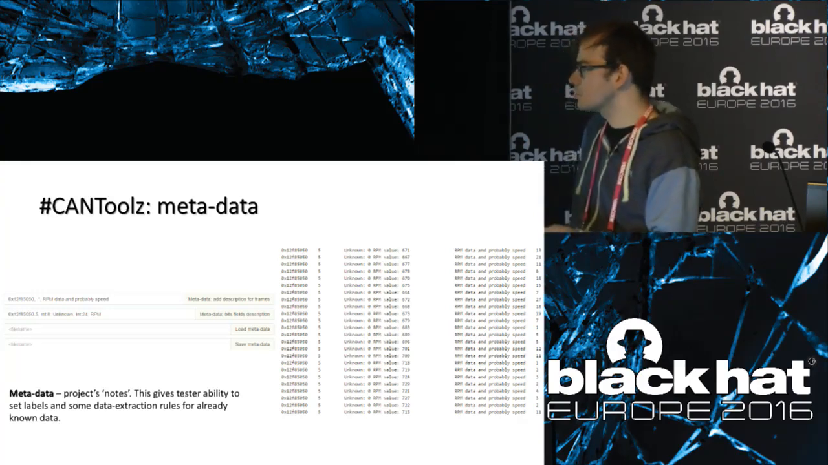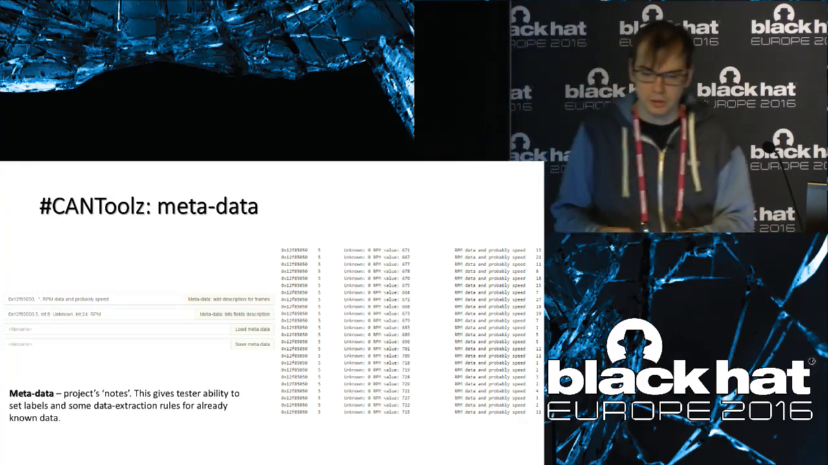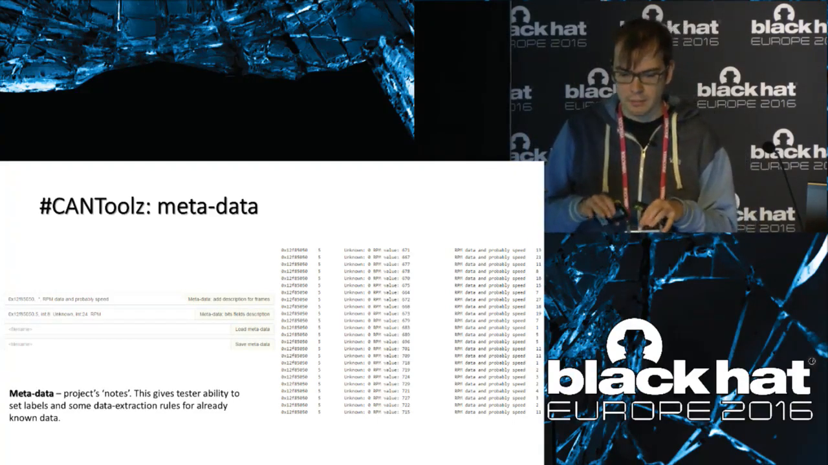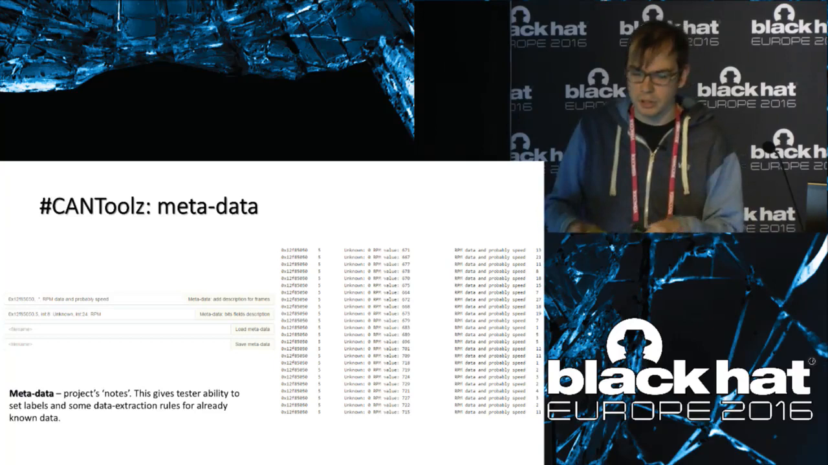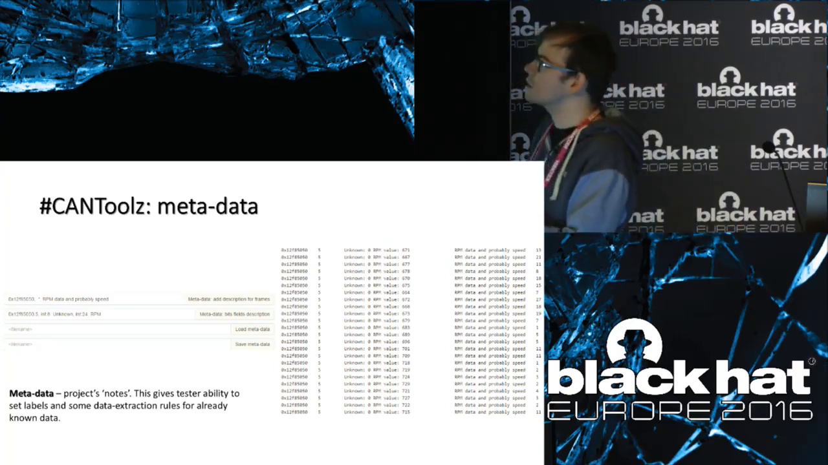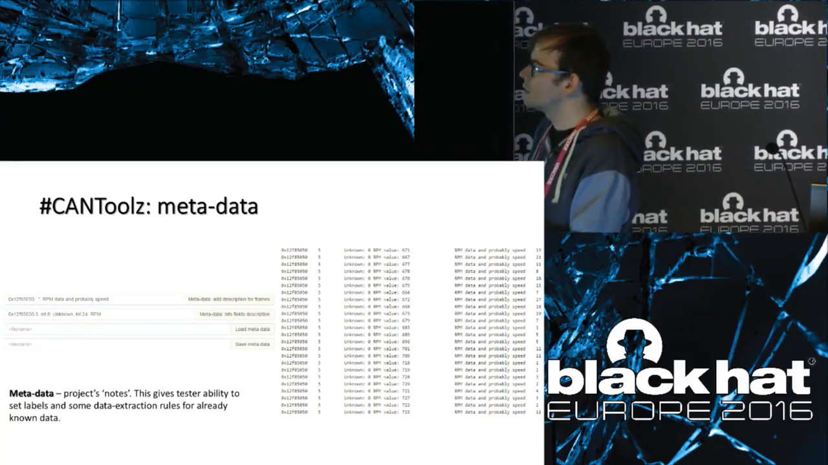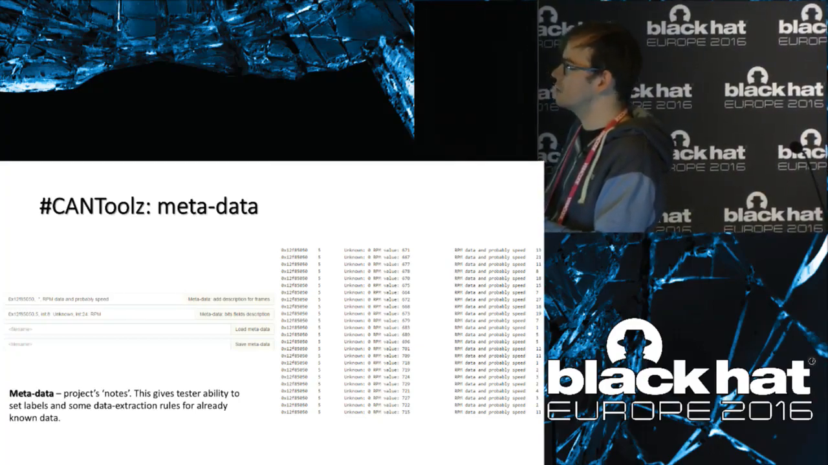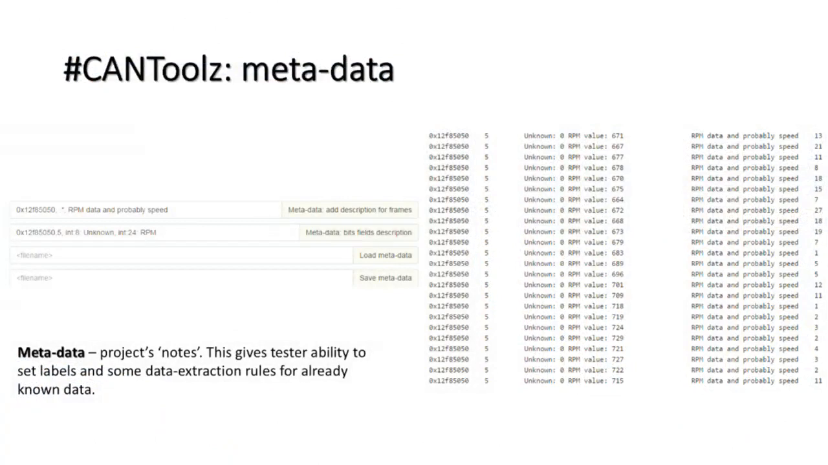And also, I have metadata support in CANToolz. So if you think you know what you have found, you could create a metadata config file for your project, and then you could document it. Then data extraction will be already automated. From these messages, you could detect the RPM value, and it's probably speed, and comment which ID is responsible for this. If you give this information to another researcher, it will be easier for him to understand what you have done. Okay, faster.